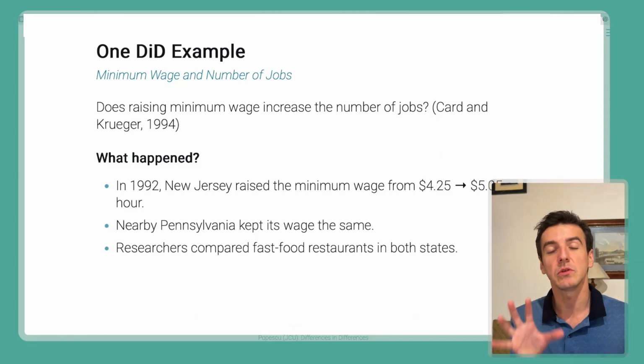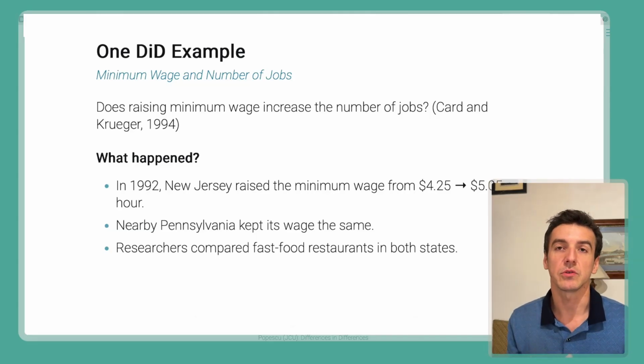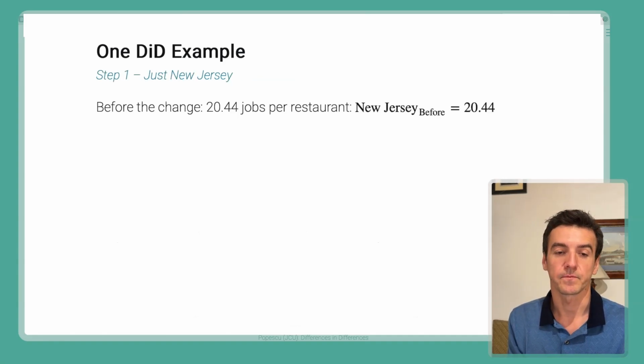So you have these two neighboring states, on the one hand, New Jersey, and on the other hand, Pennsylvania. In New Jersey, you have an increase in minimum wage. In neighboring Pennsylvania, you don't. So the researchers, Card and Krueger, they looked at fast food restaurant jobs before and after this policy.